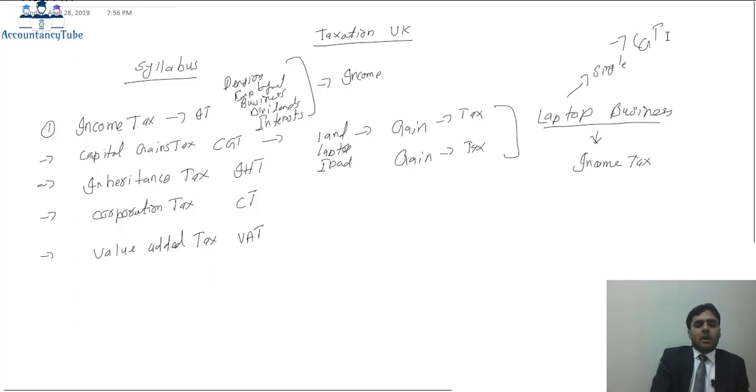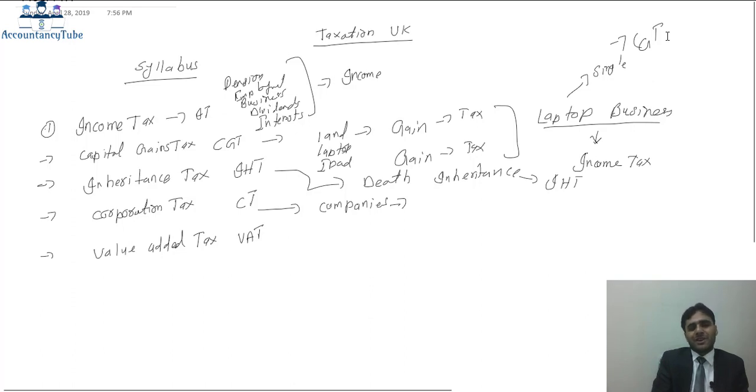Right, so after that we've got inheritance tax. Inheritance tax is basically a death tax, we can say, on the money or assets which you have inherited from your parents. On that you will have to pay inheritance tax. Then corporation tax. Corporation tax is paid by companies. Whenever I am doing a business as a sole trader, and if I am doing very well, I might register it as a company. Companies are subject to pay tax on their profits, so that will be called corporation tax.